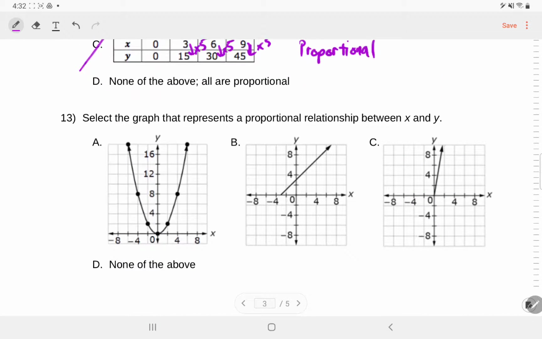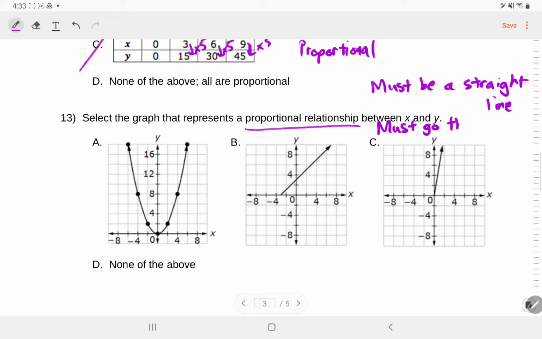For number 13, select the graph that represents a proportional relationship between x and y. Remember, there are 2 key factors to determine if a graph is proportional. 1, it must be a straight line. And 2, it must go through the origin. And the origin is 0, 0.